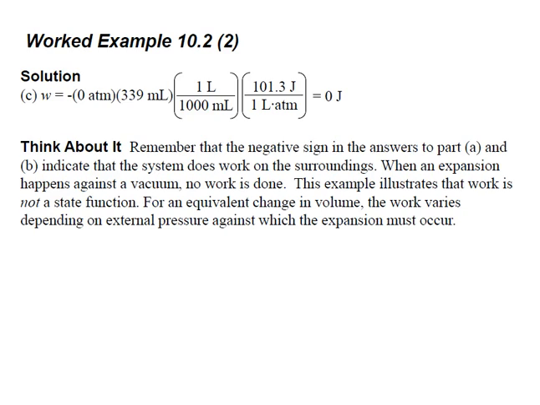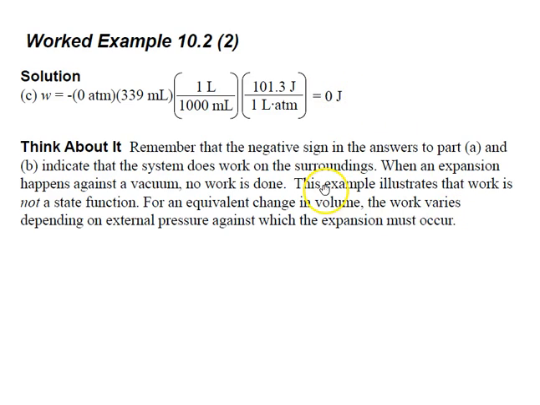Remember the negative sign in the answers to part A and B. Think about positive and negative as you go back to 10.1 and look at that table. A negative sign indicates that the system does work on the surroundings. If it's positive, it's work on the system. For example, when an expansion happens against a vacuum, no work is done, so that represents our 0.